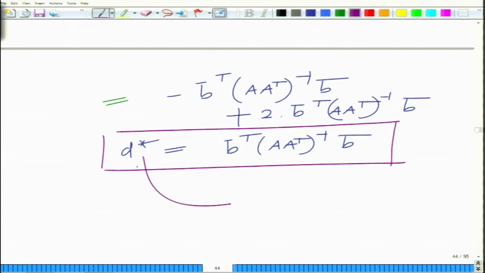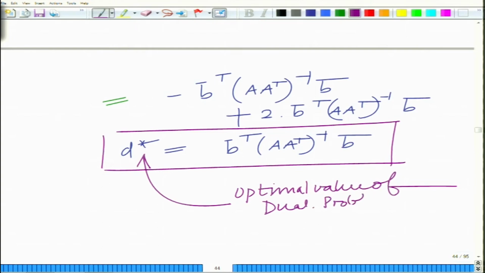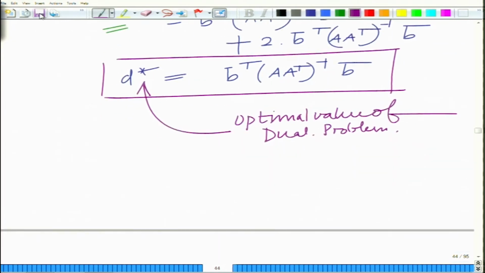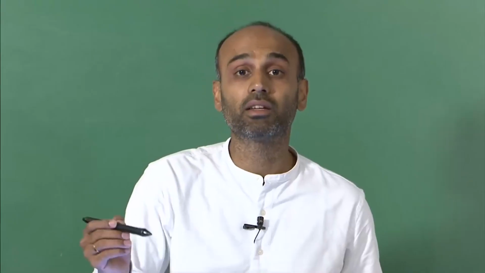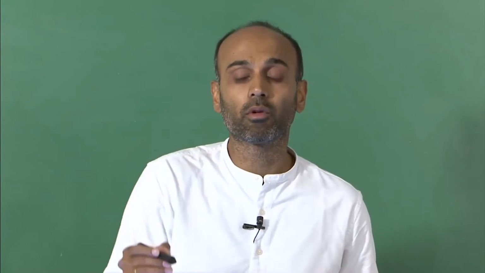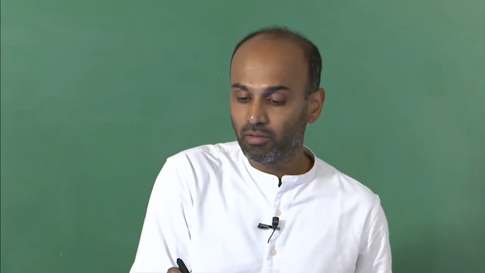Okay, so this is D star, the optimal value of the dual problem, which is of course always less than or equal to P star. Now let us see what P star is, that is, the optimal value of the primal problem. We already know that because we have solved the minimum norm problem. So this is the optimal value of the dual problem.